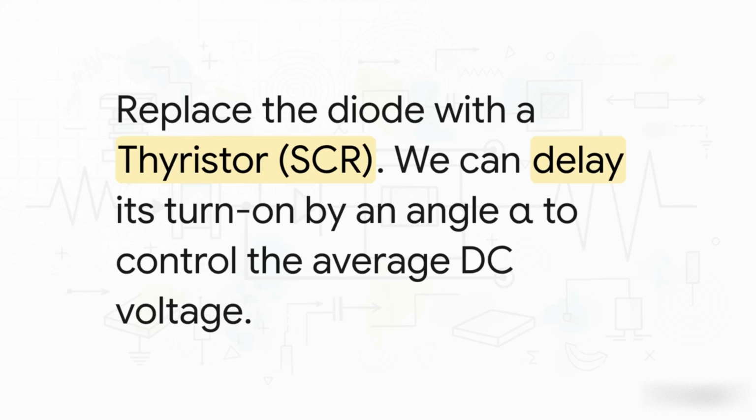Think of it like a diode with a doorbell. It won't turn on, even if the voltage is right, until you give its gate a little trigger pulse. By controlling when we send that pulse, we can intentionally delay the turn on by that same angle, alpha. And by changing alpha, we can precisely control the average DC voltage we get at the output.